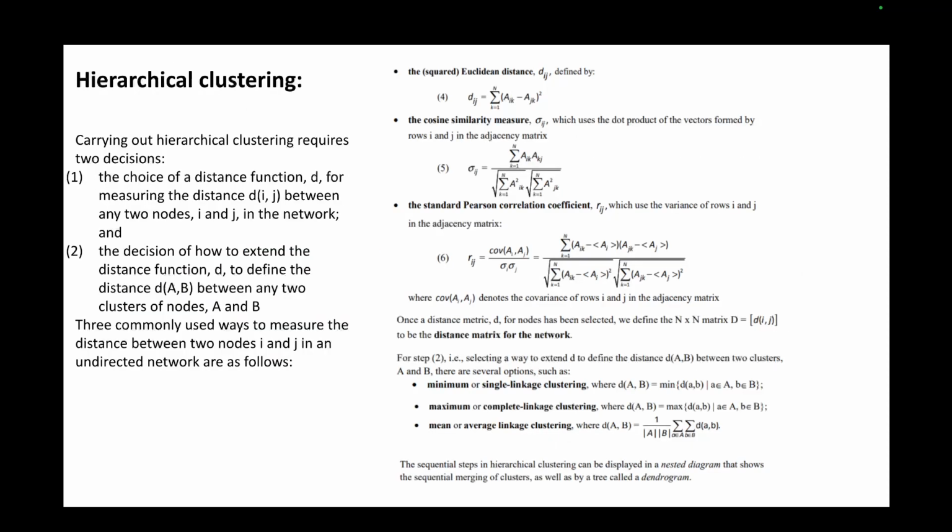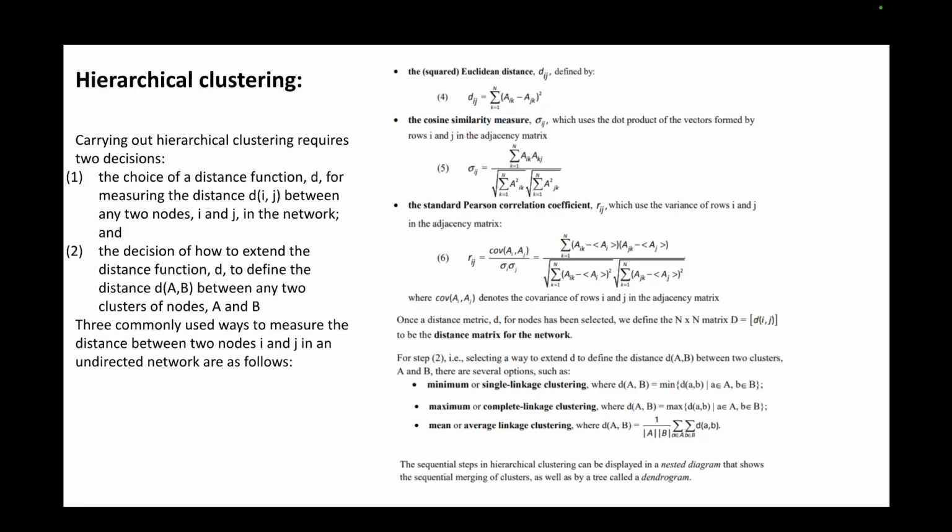One such algorithm is hierarchical clustering. It requires two steps. First is the choice of the distance function. Basically, your intuition is that the lower the distance between two particular nodes, the higher the probability that those nodes belong to a single community. Now, how do you measure the distance between two nodes? That can be done through a number of functions.